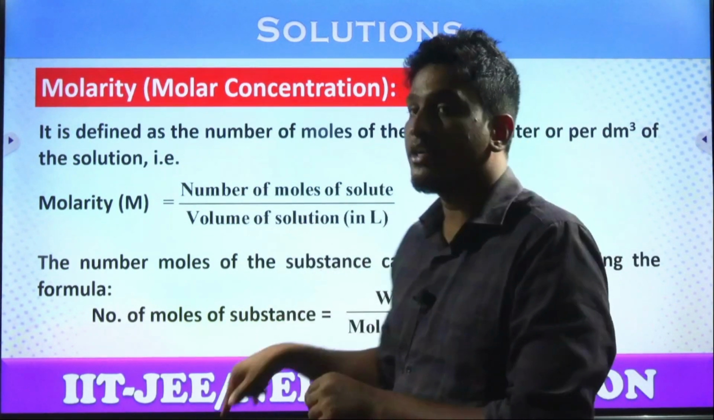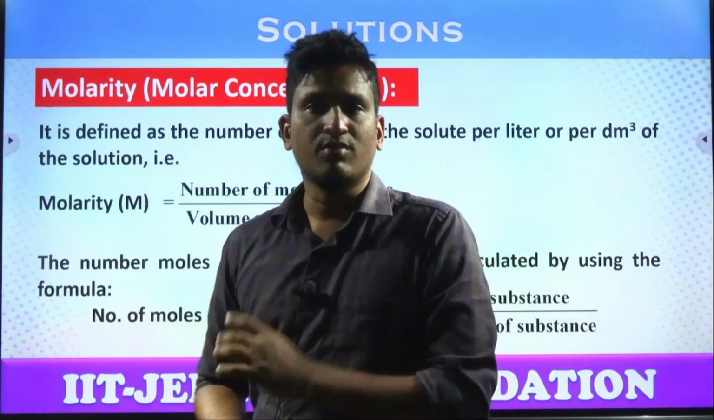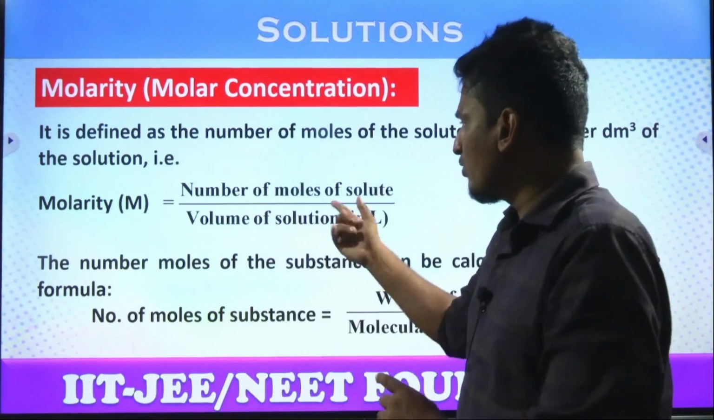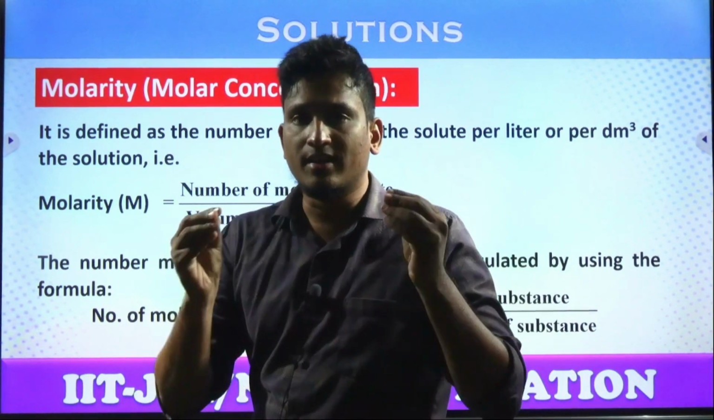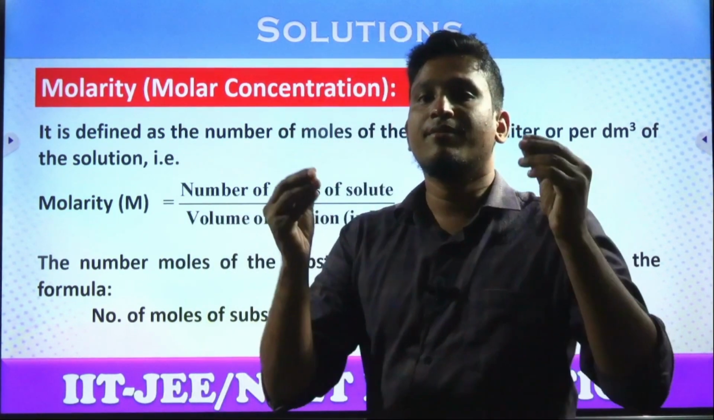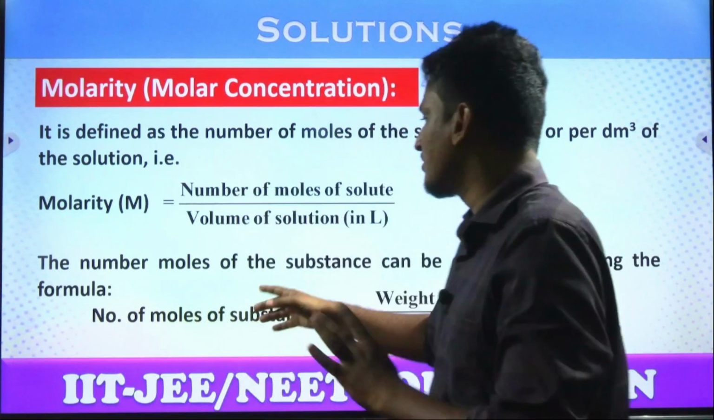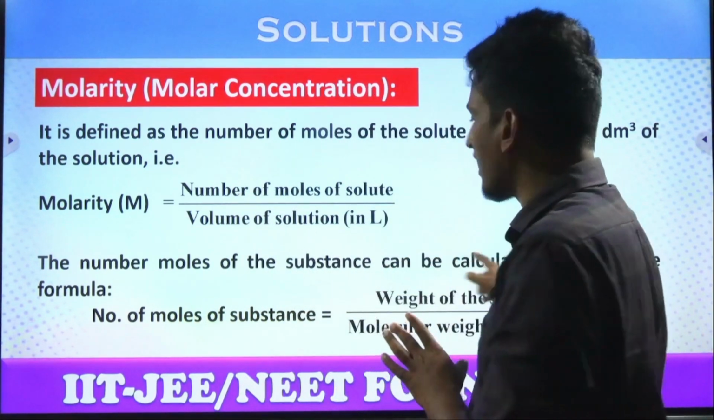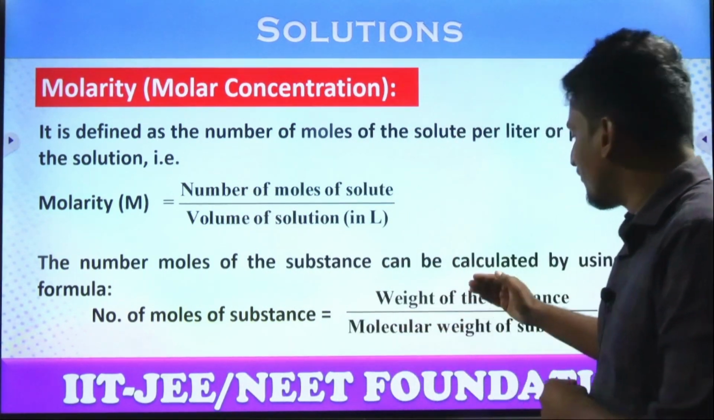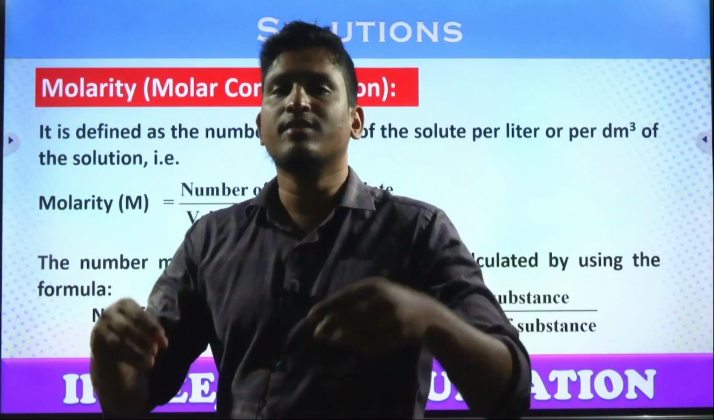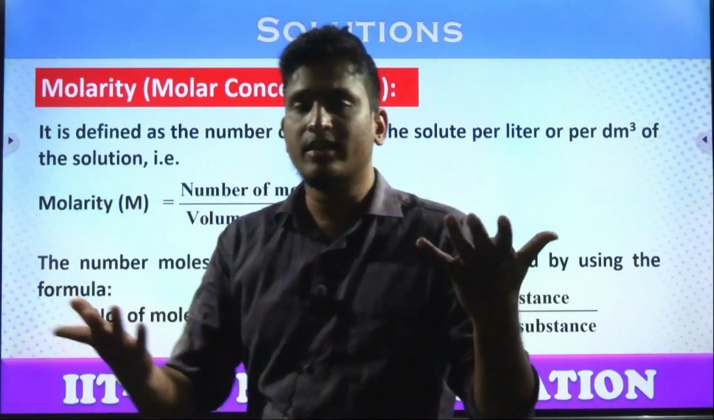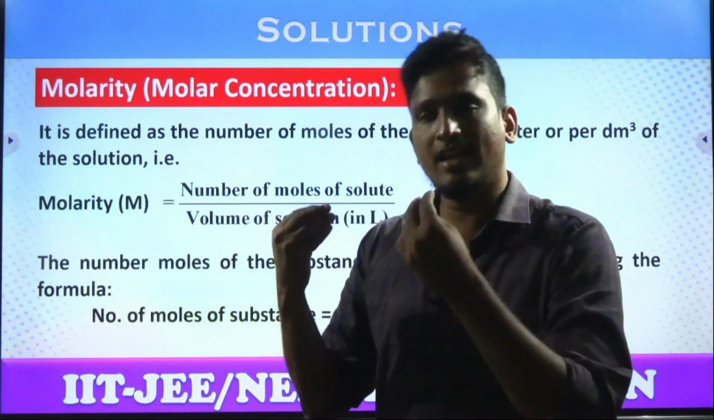If you want to convert into ml, what do we have to do? 1000, right? Next, how to calculate this number of moles, students? Number of moles can be calculated by taking the given mass by the molecular mass. So the number of moles of a substance can be calculated by the formula: weight of the substance by molecular weight of the substance. What is the weight of the substance? The weight of the substance is the given mass. It can be anything, like 10 grams or 0.2 grams or 100 grams.